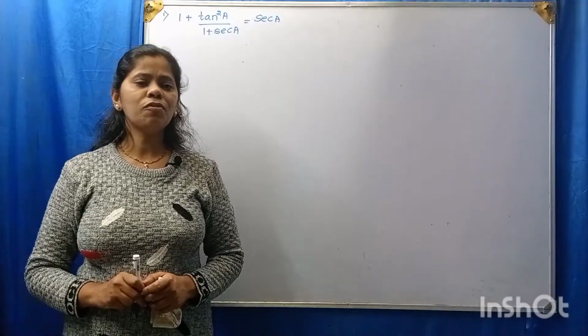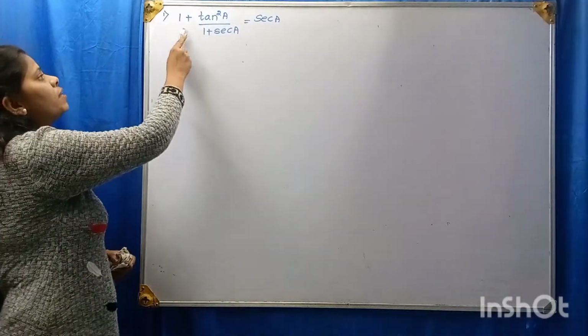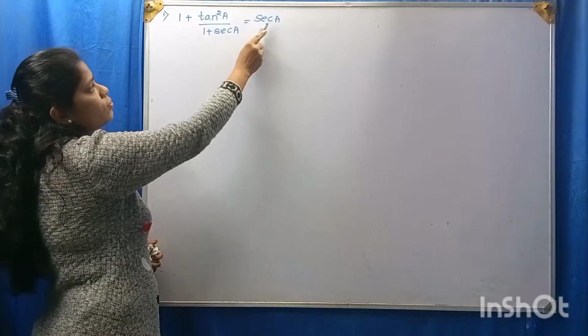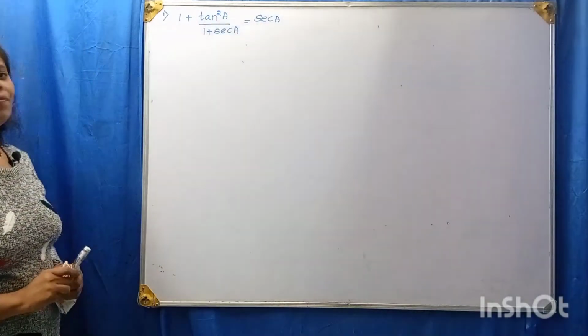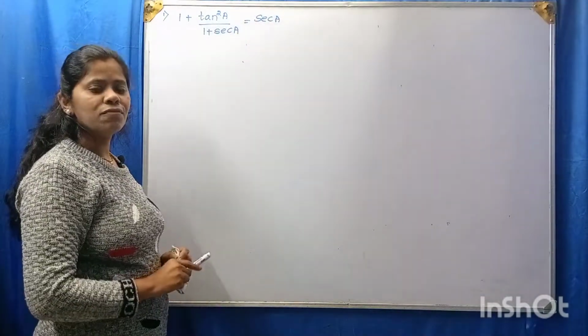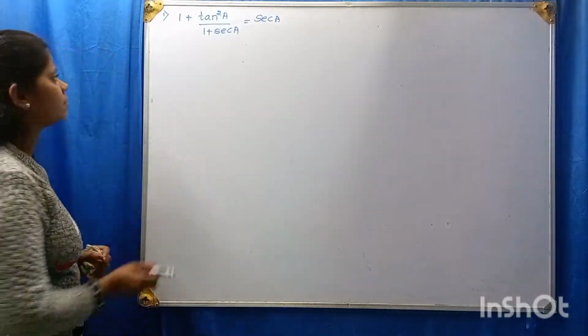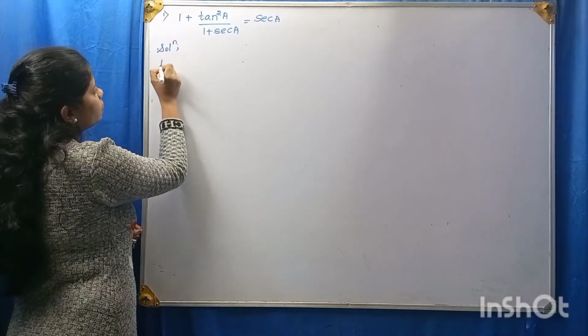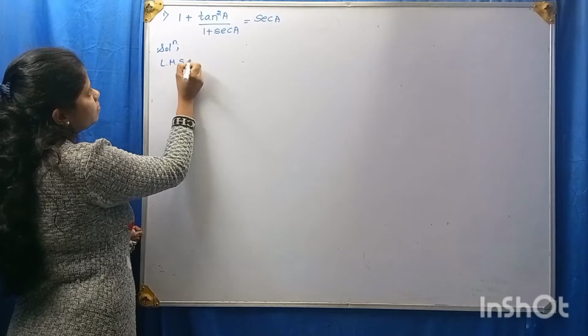Now let's solve the problem. (1 plus tan²A) divided by (1 plus secant A) is equal to secant A. Here we have to prove that LHS is equal to RHS. First, let me write down the LHS. Solution. Let me write down the LHS.